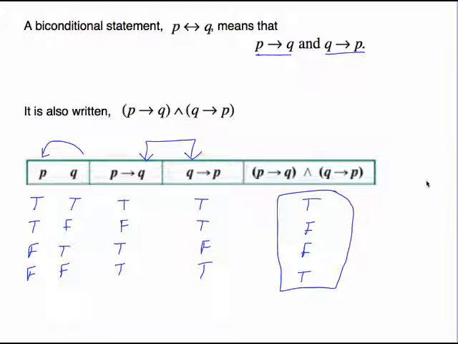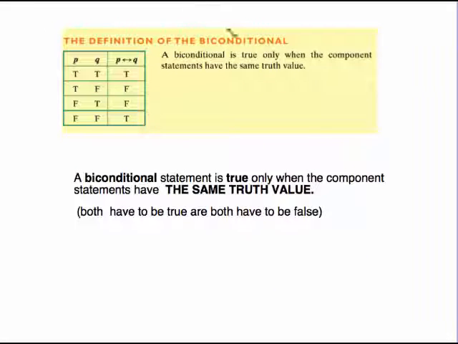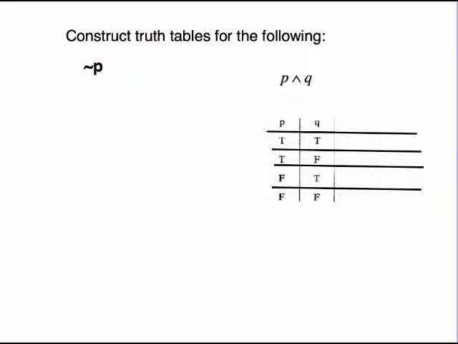What I have just done right here is to show you what the final column is for the biconditional by breaking this into its two components, which is what this definition says right here. A biconditional is true only when the component statements have the same truth value. See where we got our T's? The only way to get a T for the biconditional is if they both are true or they both are false. So a biconditional statement is true only when the component statements have the same truth value, meaning they both have to be true or both have to be false.